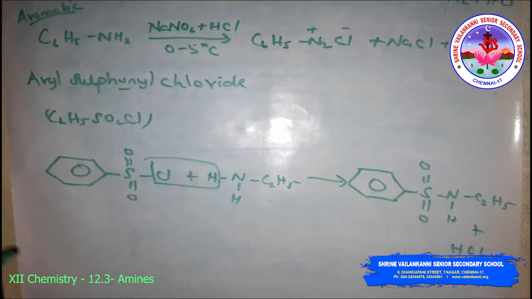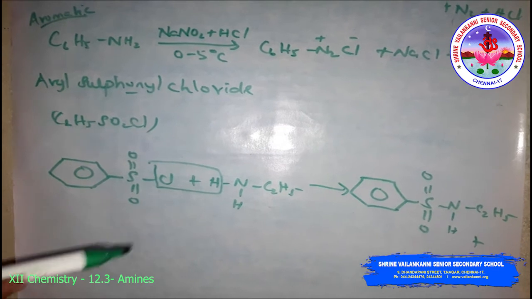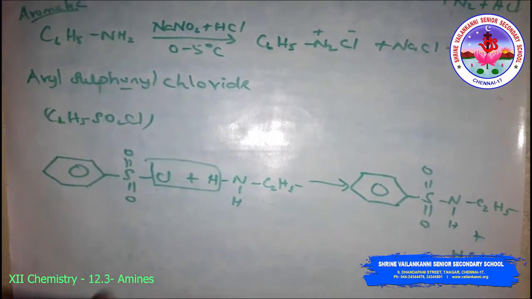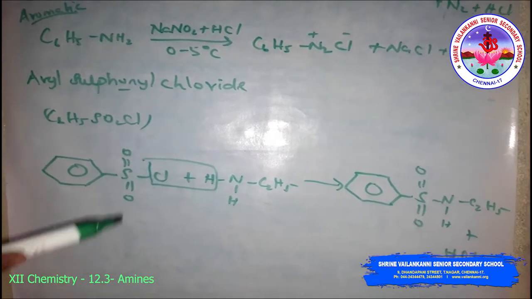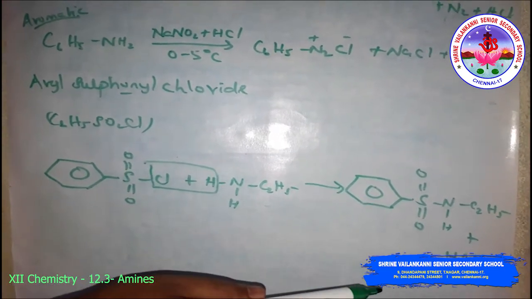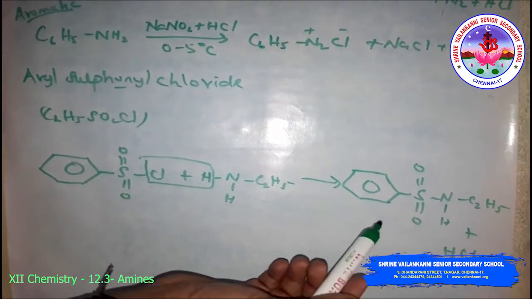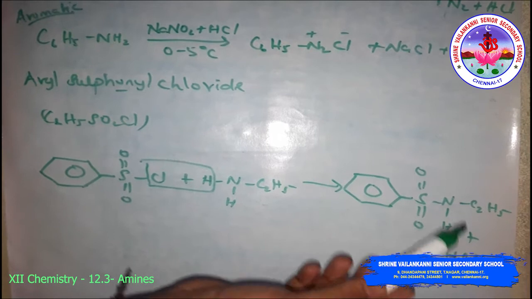Then the hydrogen attached to the nitrogen of the sulfonamide is strongly acidic due to the presence of the strong electron withdrawing sulfonyl group. So it is soluble in alkali. That is N-ethyl benzene sulfonamide, soluble in alkali.